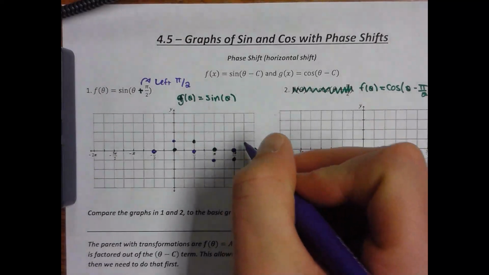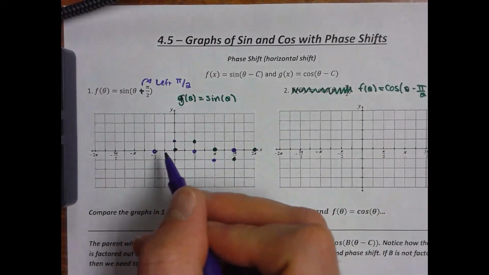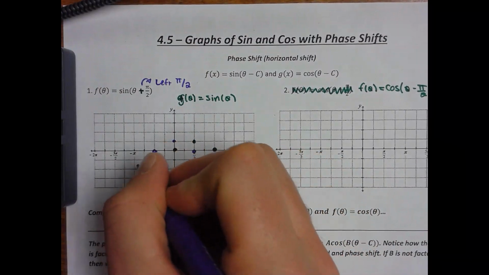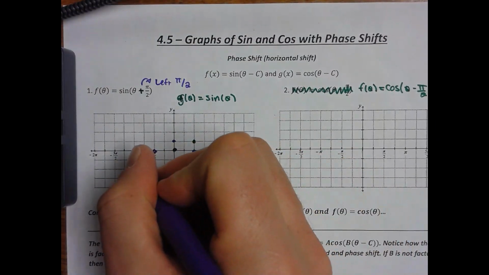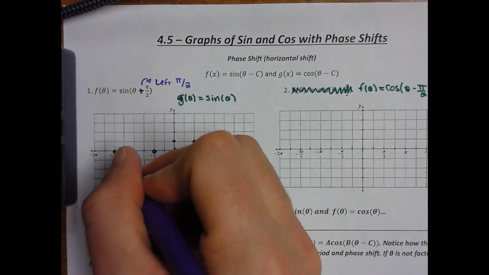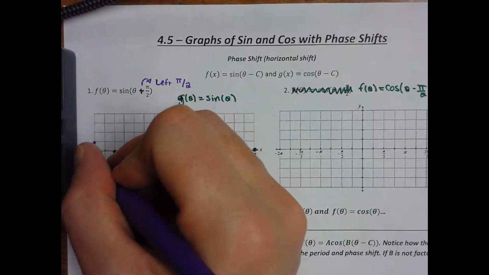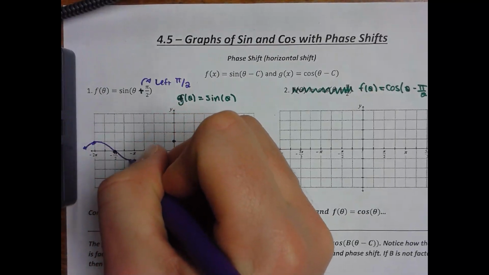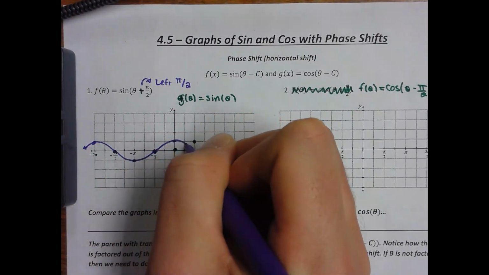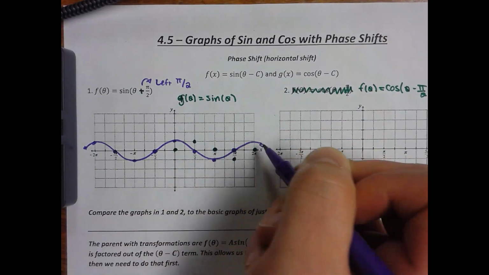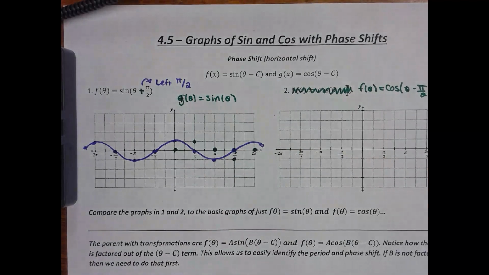And then we can continue adding points because I know that I alternate. I went midline, max, midline. The next point at negative pi is a minimum. 3 pi over 2 is a midline. And then 2 pi back to the max. Okay, and there's our transformed function of sine of theta plus pi over 2.